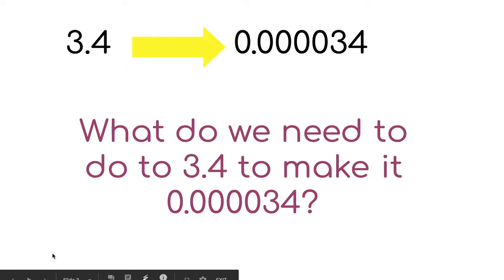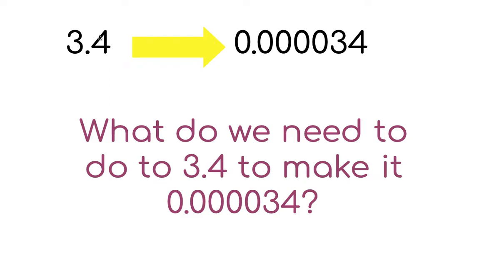Okay. So let's focus on smaller numbers this lesson. Let's think about this number here on the right, 0.000034. Now we can't write this in scientific notation like that because the decimal point needs to go between the 3 and the 4, as we discussed last class.